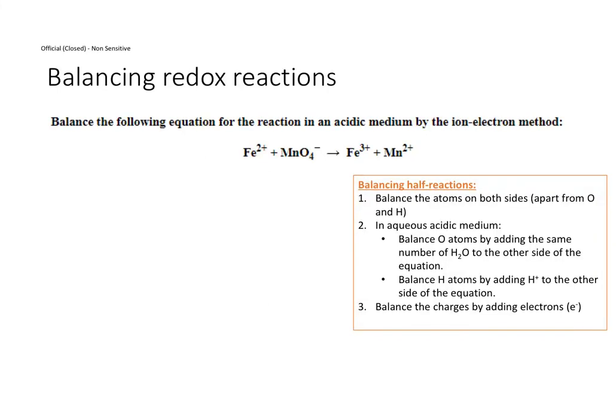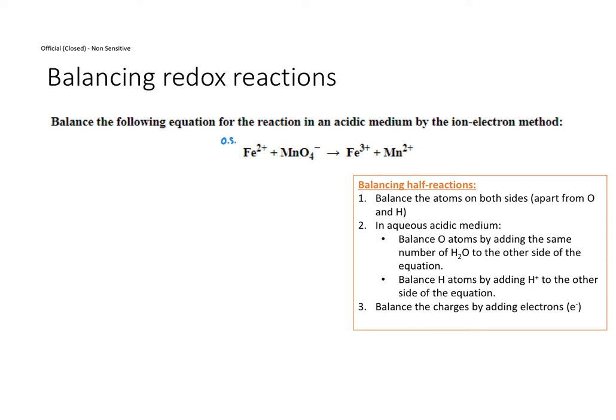In this question, we are going to look at how to balance a redox reaction in an acidic medium. Before we start, let's first find out the oxidation states for each of the chemical species so that we know which reaction is the oxidation reaction and which is the reduction reaction.